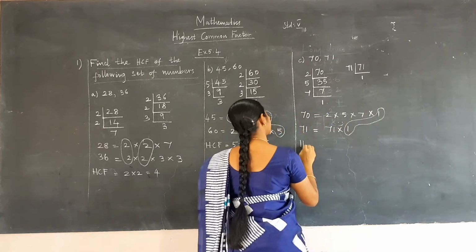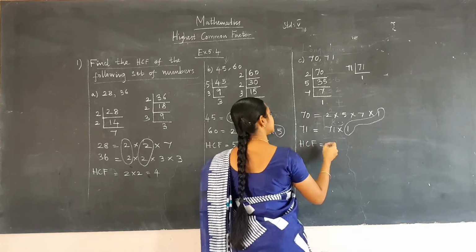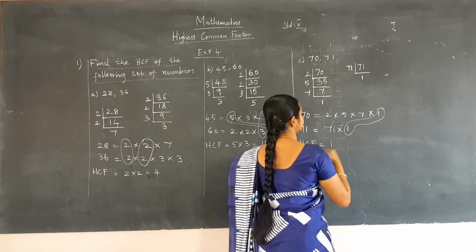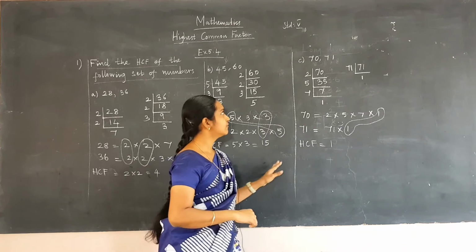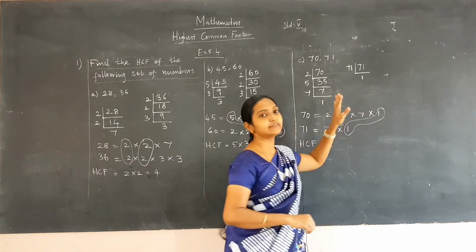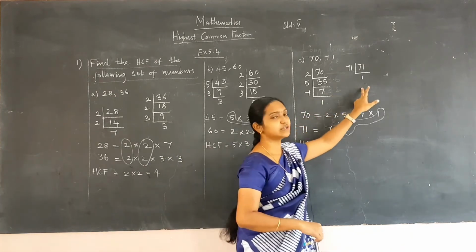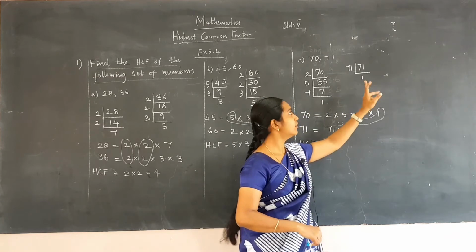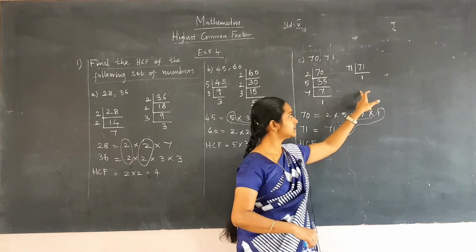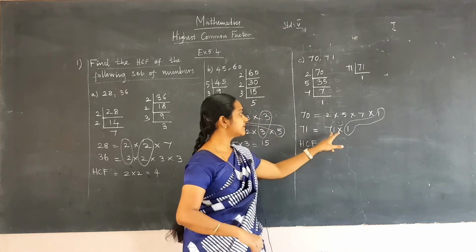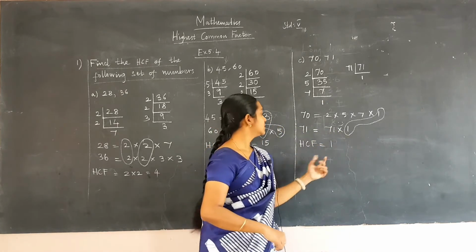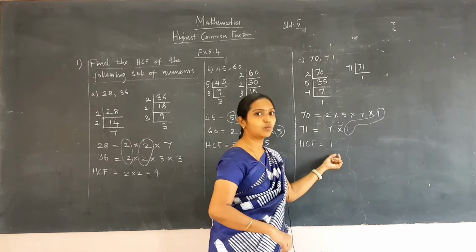So HCF will be 1, because there is no common factor for 70 and 71 other than 1, because 71 is a prime number. For prime numbers the factors will be 1 and itself. So the factors will be 71 and 1. So the HCF will be 1.